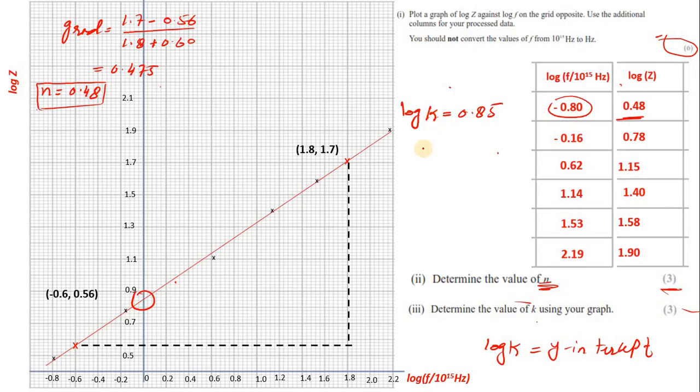And when you need to find k, you remove the log, and this is log of base 10. When you remove log, the other side goes to power of 10. So k equal to 10 to the power 0.85. And then you can use your calculator to find the value of k, and the value of k that you find is 7.079. So you can say this is 7.08. This is the value of k.